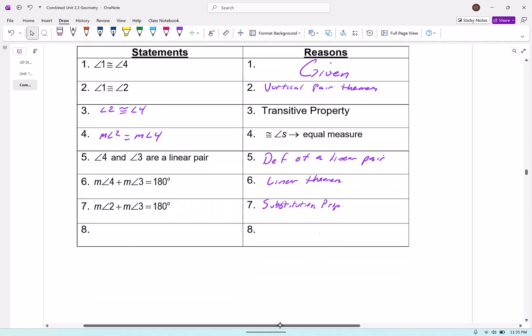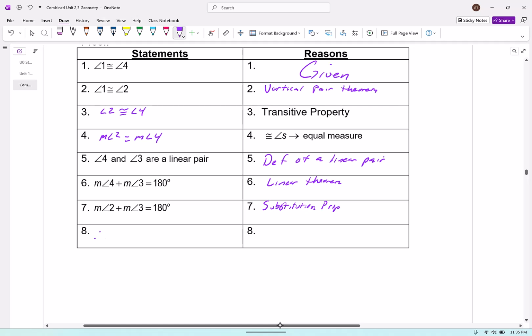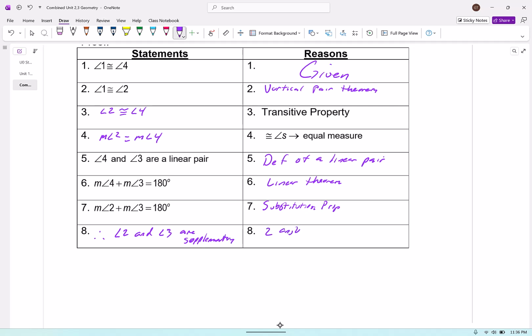And so because of that, if we know that to be true, therefore, that's the three dots there, angle 2 and angle 3 are supplementary, because two angles whose measures add up to 180 are supplementary angles.